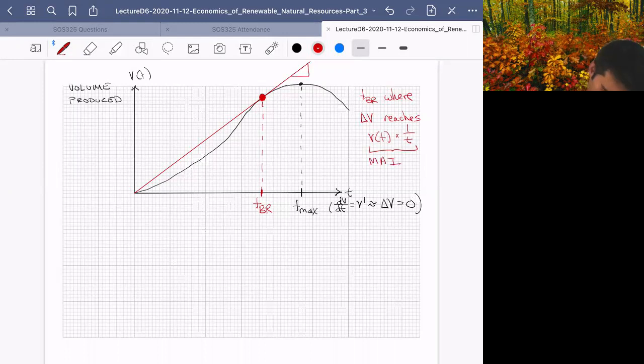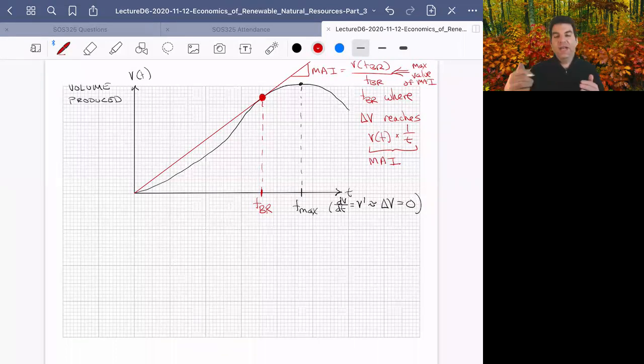And so the slope of this line is the MAI, which is V, in this case, the maximum MAI, and that's the max value. So the slope of that line is always the mean annual increment for any particular policy. And then the maximum MAI happens to be that point right there.